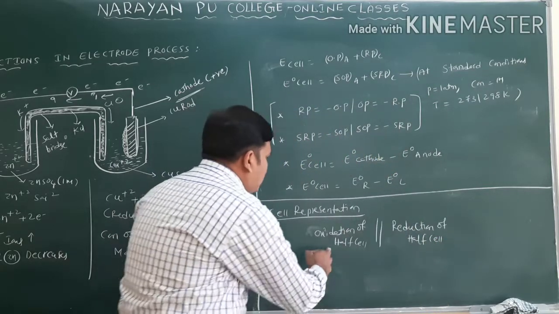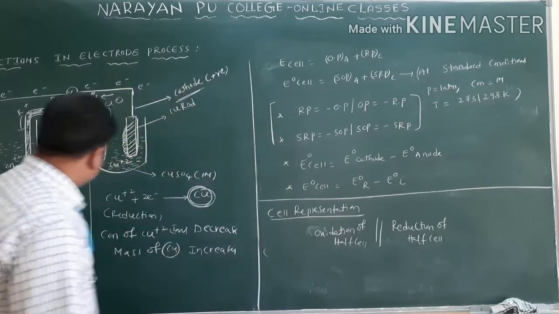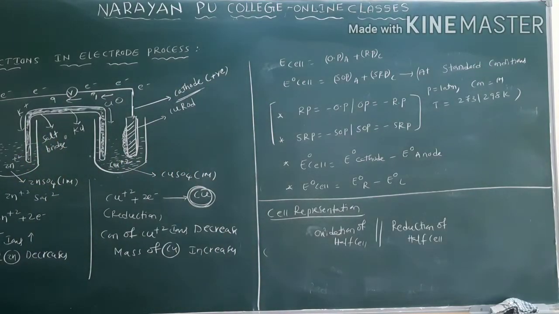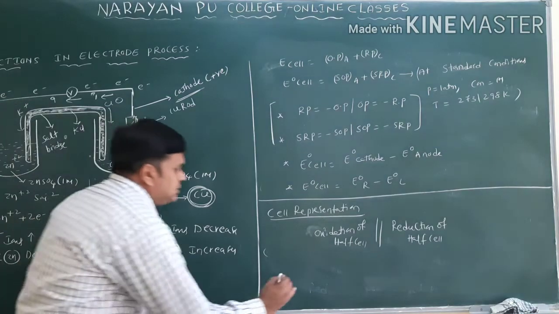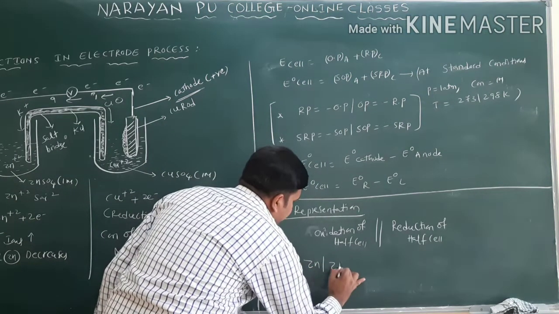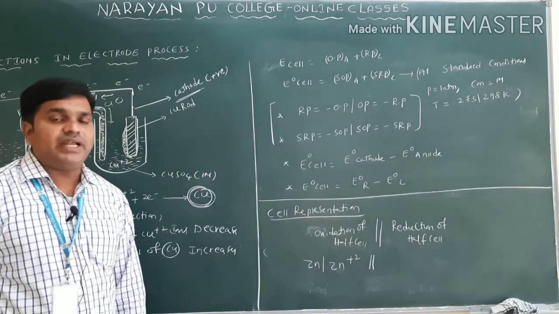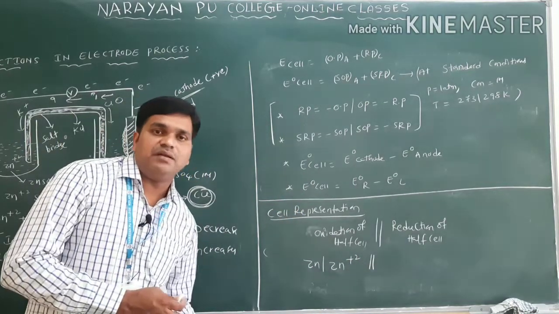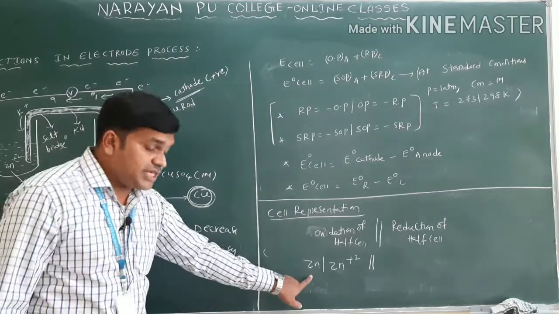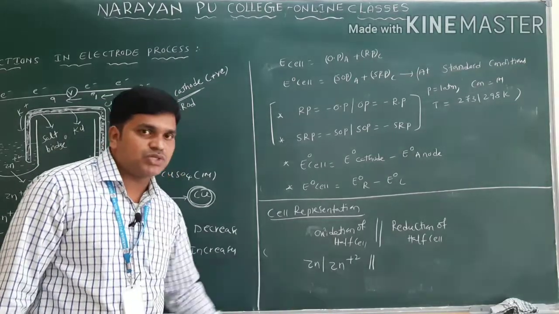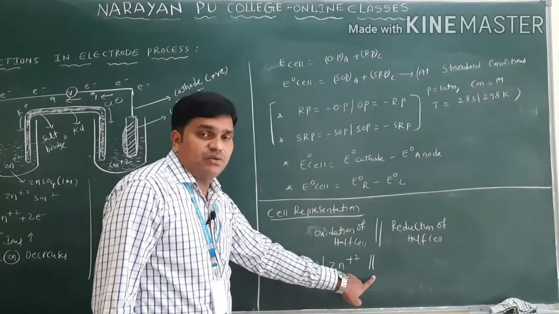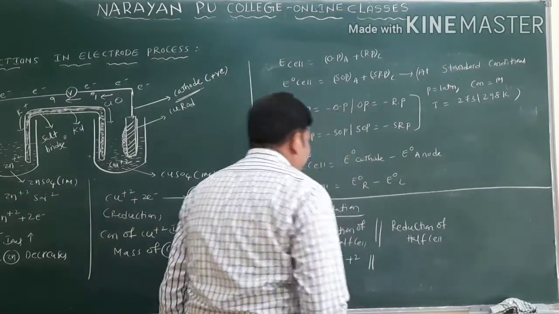If you want to see the oxidation part here, oxidation takes place between zinc and Zn plus 2 ions only. So I will write here Zn, Zn plus 2. I already told you a single vertical line separates the metal and the metal in its aqueous solution. So zinc is the metal, Zn plus 2 in aqueous solution. Then two vertical lines represent what? Salt bridge only.